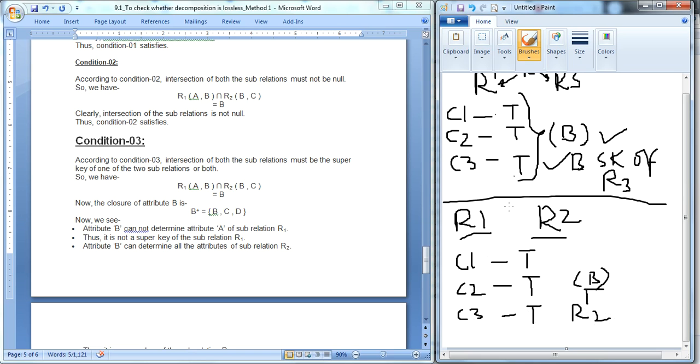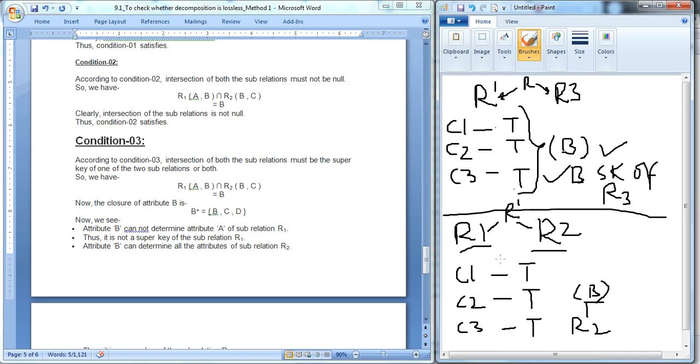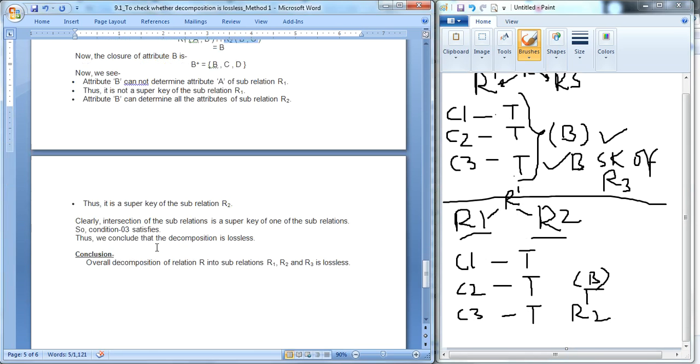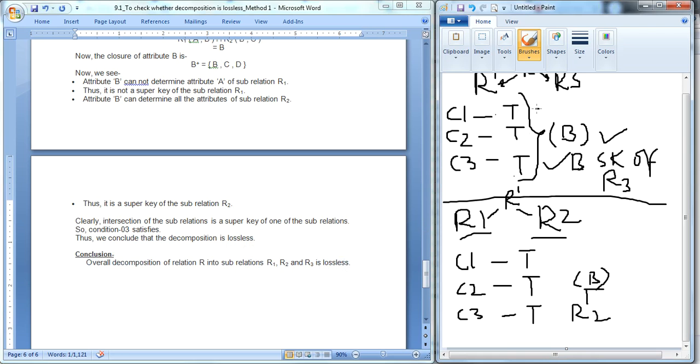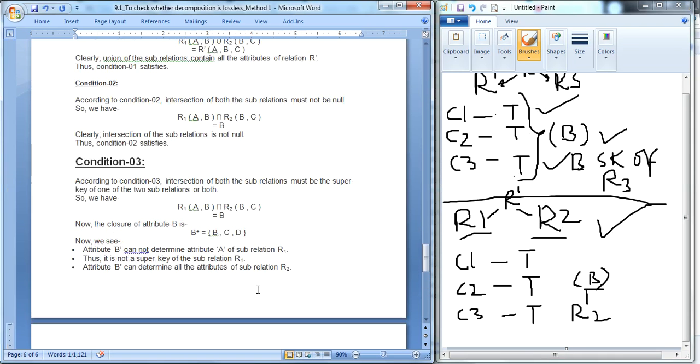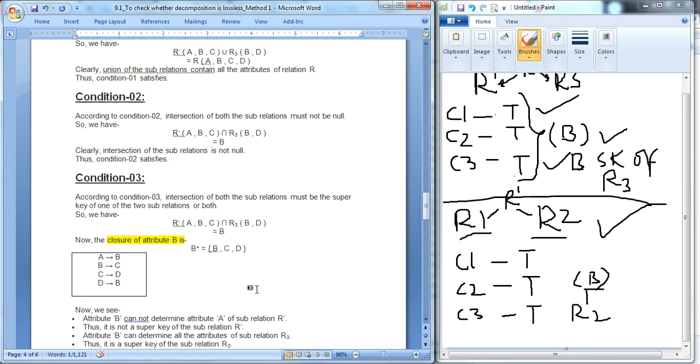And again the second relation R dash is also true, and both the relations are not lossy decompositions, and at the end we can say that the given decomposition is not lossy, it is lossless, right? Overall, the decomposition of relation R into sub-relations R1, R2 and R3 is lossless because all the conditions for both relations are true. That is simply the way to identify whether the given decomposition is lossless or lossy.